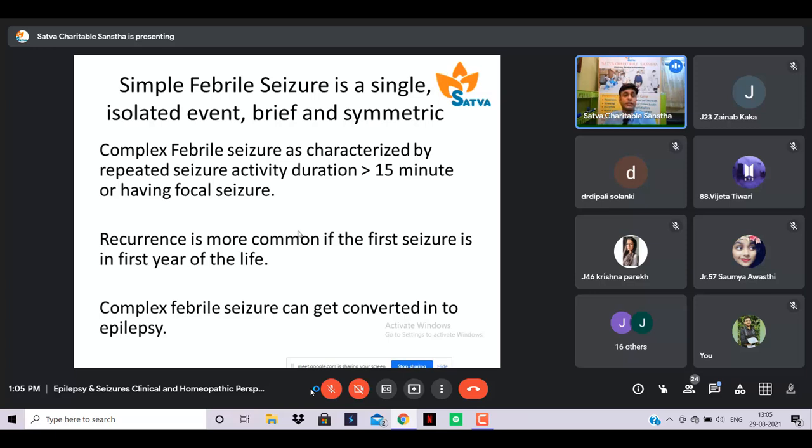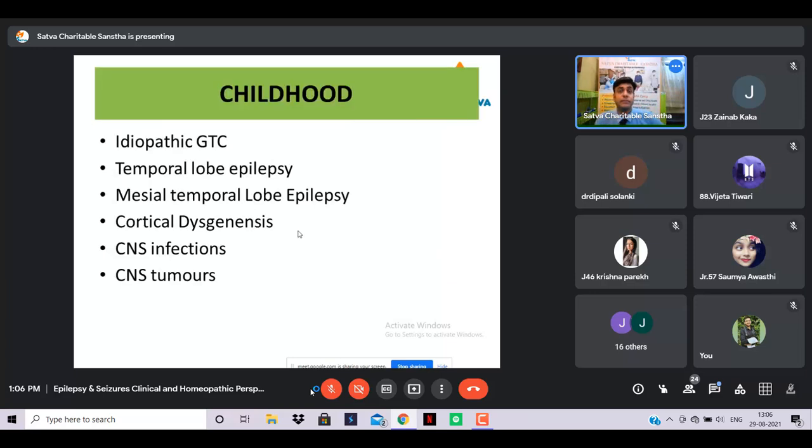So there is something called a simple febrile seizure, which is a single isolated event, brief and symmetric. But a complex febrile seizure is characterized by a seizure that is very repetitive and the duration of the convulsion is more than 15 minutes. So this is how we categorize febrile convulsions or febrile seizures. More than 15 minutes and repeated is complex, and a single episode is known as simple febrile. Recurrence is very common if it is the first year of life of the child. You understood? And it is said, if it is a prolonged lasting convulsion, then the person can go into repeated or complex febrile seizures, can get into a generalized tonic-clonic convulsion, and the person can become an epileptic.